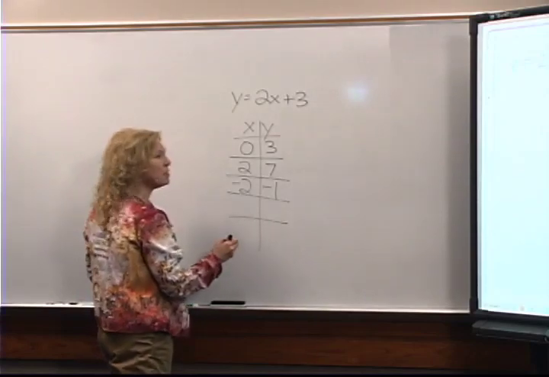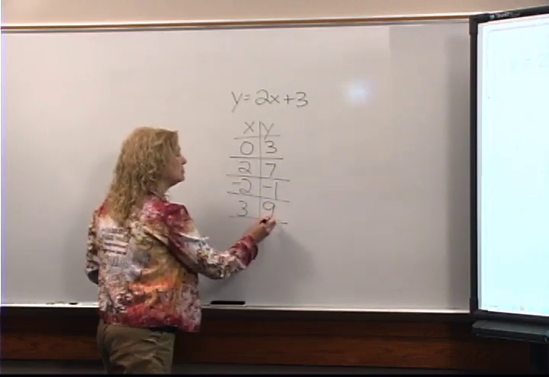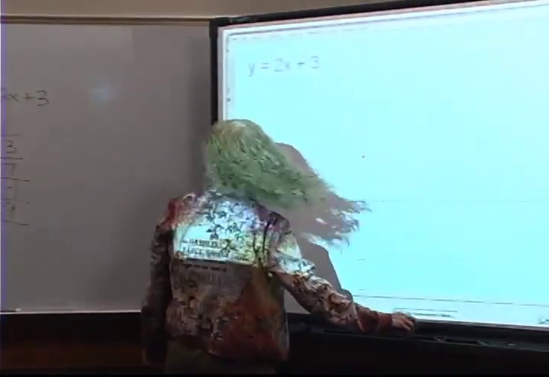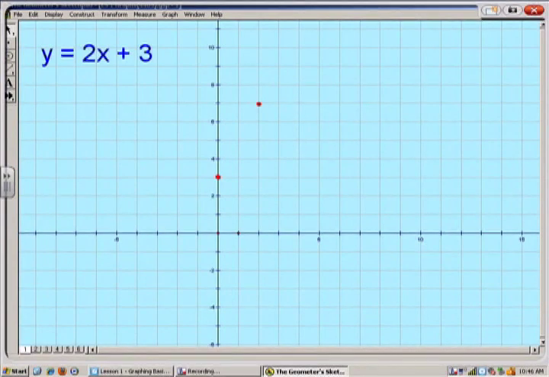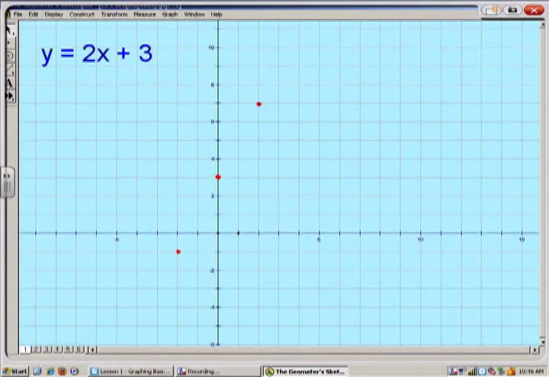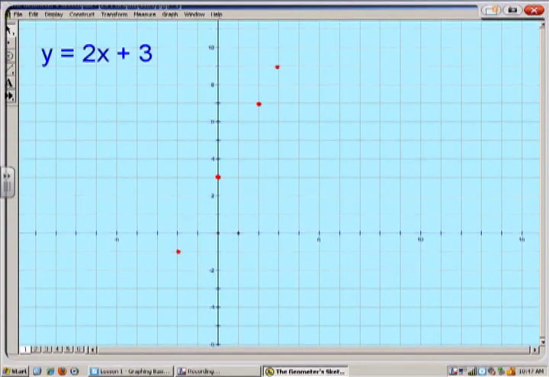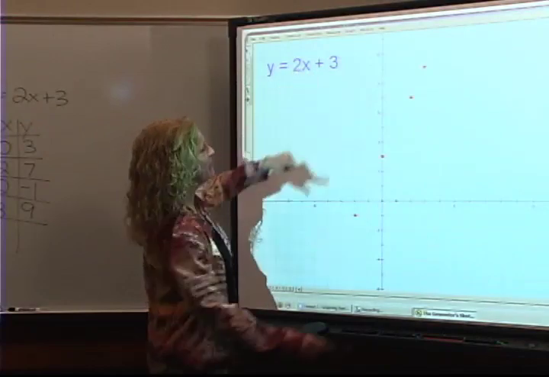Okay, and how about if I put in a 3? We get 6 plus 3 is 9. Okay, so let me go ahead and put those in as well. So we have the point 2, 7. The point negative 2, negative 1. The point 3, 9. And you look at those and you say, okay, I kind of see a pattern going on here. You might want to put in some other values, like if x is 1, we get out a 5.